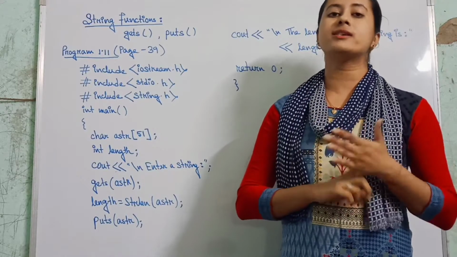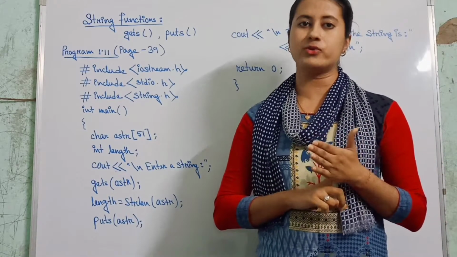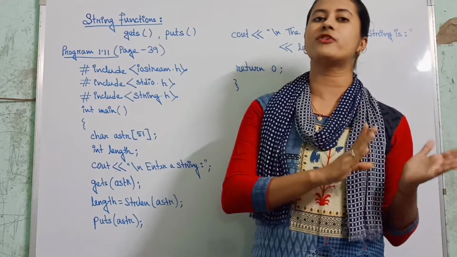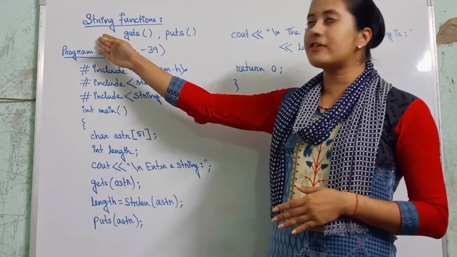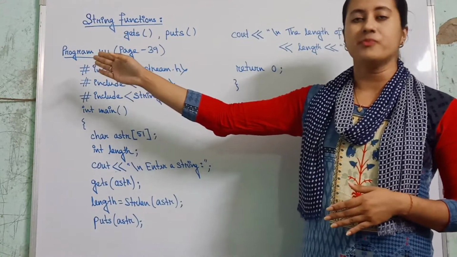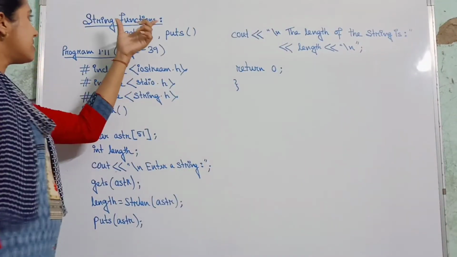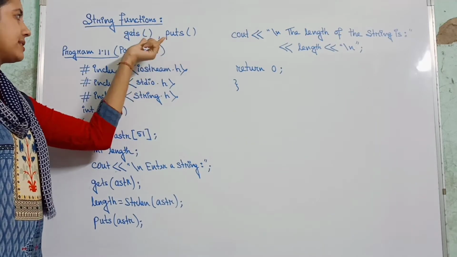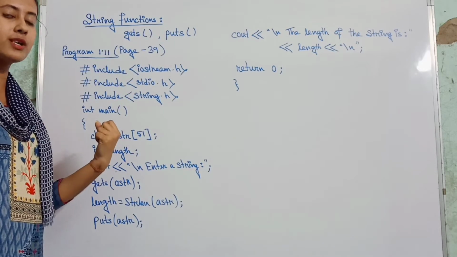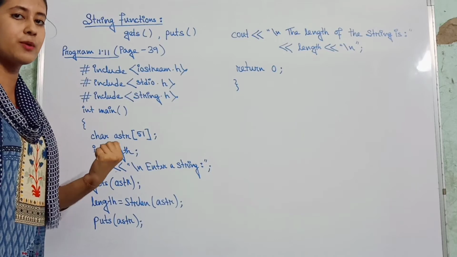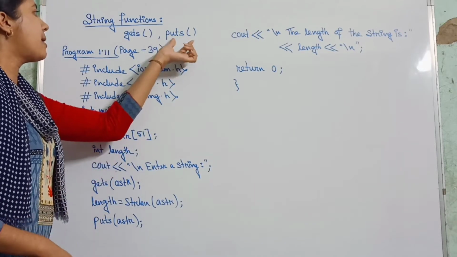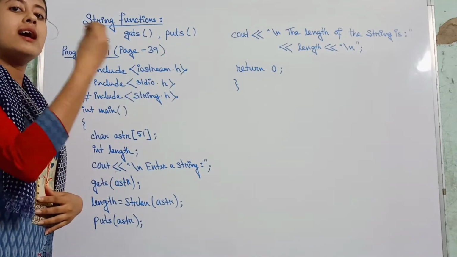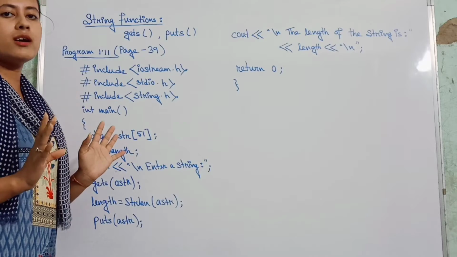The single character functions that we have used, getchar and putchar, were for the character, and these functions are for strings. So here you see what the string functions are. One is gets, another is puts. gets is for getting the string from the keyboard, meaning extracting it when the user enters it, and puts means it will print the output on the monitor.